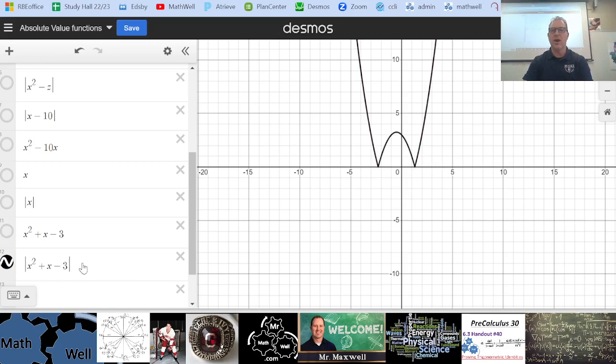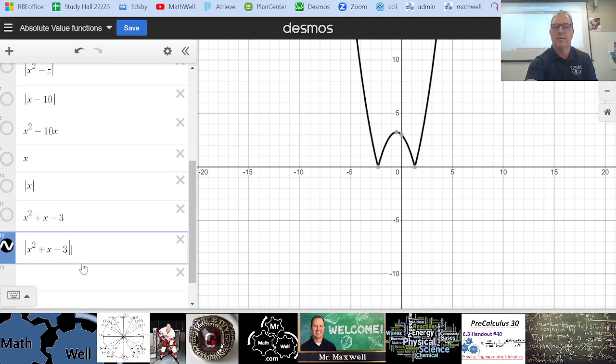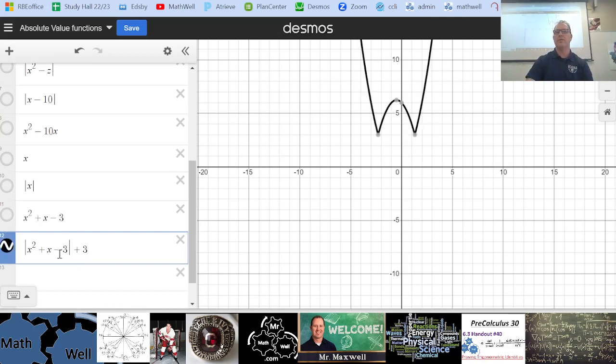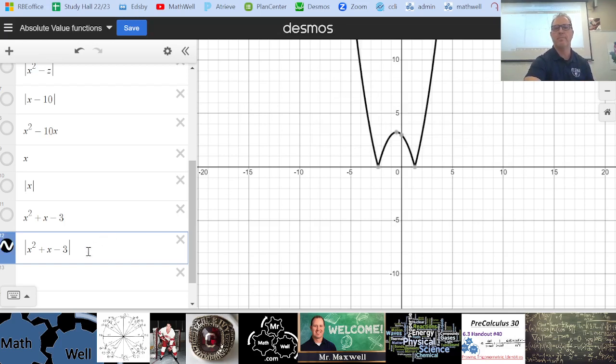That's if the whole thing is under the absolute value. If it's not, like if we have a plus 3 outside of the absolute values, look at that. The whole absolute value graph moved up 3 units. So if everything is in the absolute values, you just draw a line on the x-axis, and everything underneath there, you flip it up. Every point flips up, like you're folding a piece of paper up. Make sense?